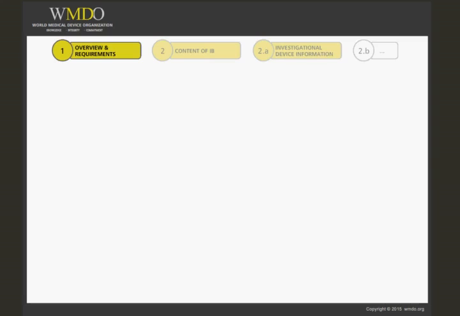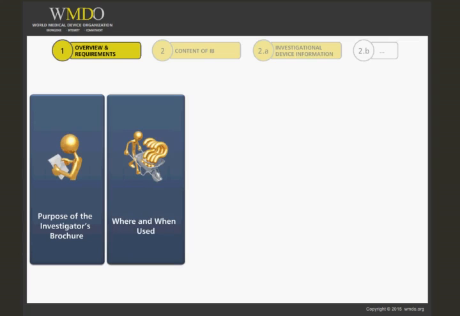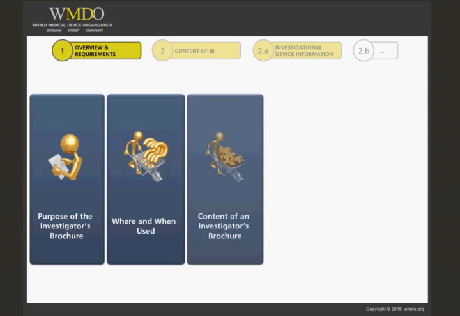This course will cover the purpose of the investigator's brochure and how it impacts the ongoing relationship with your investigator, when the investigator's brochure is required. The bulk of the presentation is dedicated to the content and level of detail the investigator brochure must exhibit.